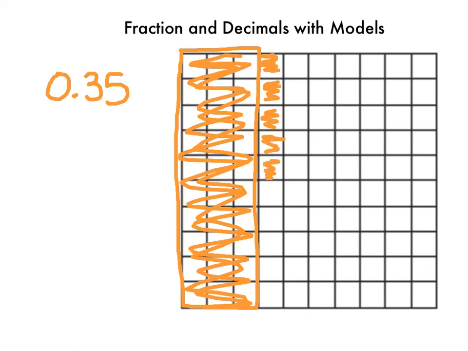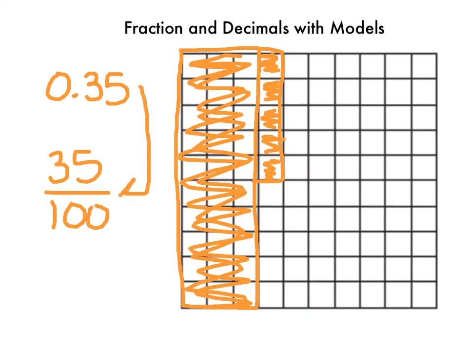And I know that there's a total of 100 squares, so 35 out of 100 are shaded. That is so easy. It's almost like you just read it and rewrite it. It is like that. I like it. All right.